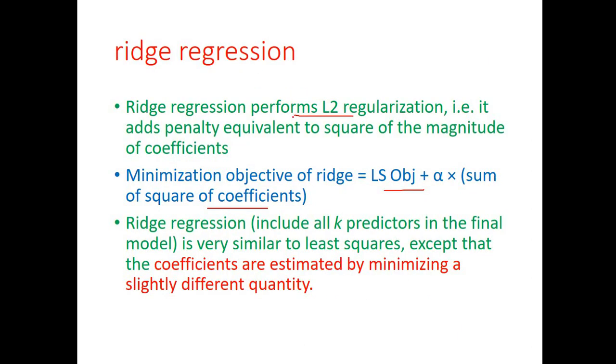Ridge regression performs L2 regularization, that is, it adds a penalty equivalent to the square of the magnitude of the coefficients. That is, the minimization objective of ridge is equal to the least square objective plus alpha into the sum of squares of the coefficients. LS OBJ is nothing but the least square objective without regularization. After regularization, it becomes the least square objective plus alpha into the sum of squares of the coefficients.